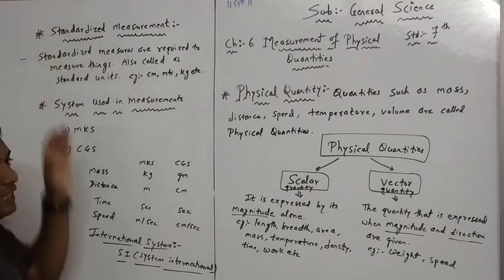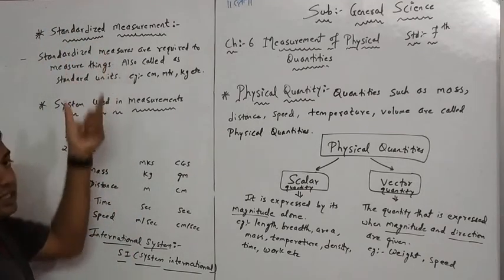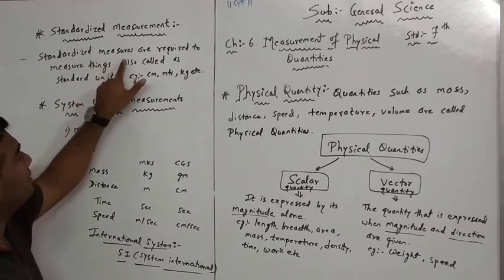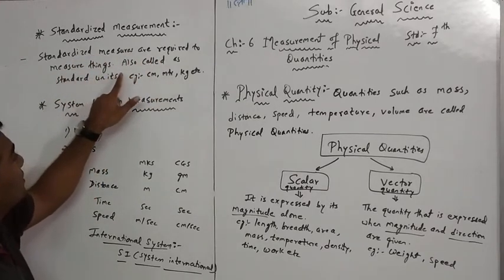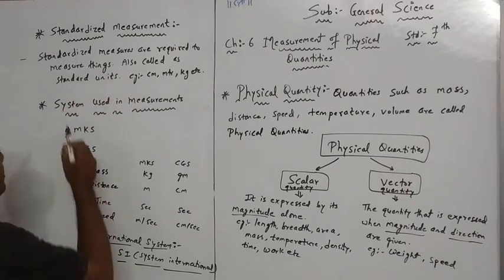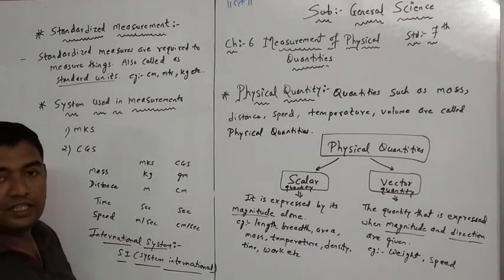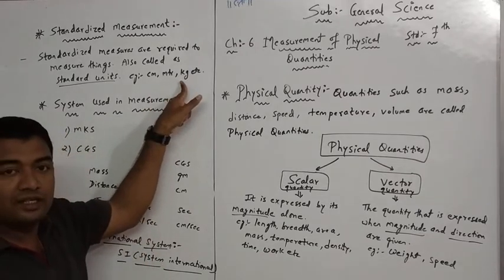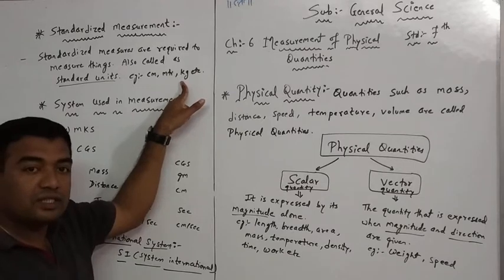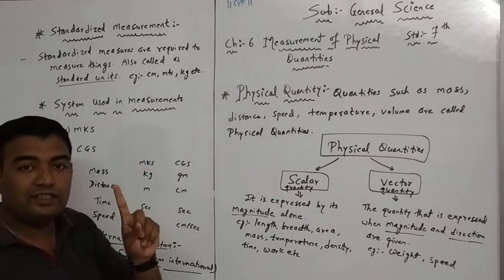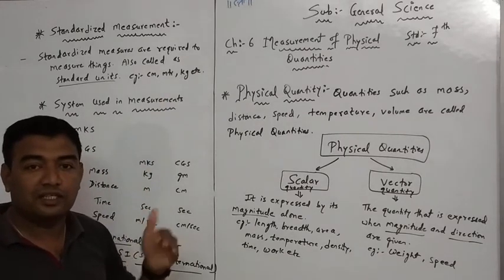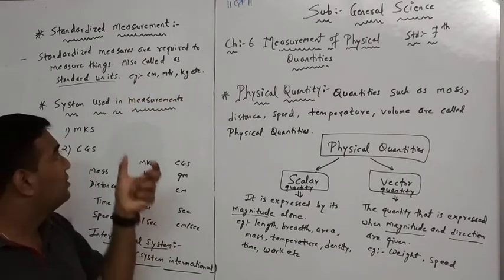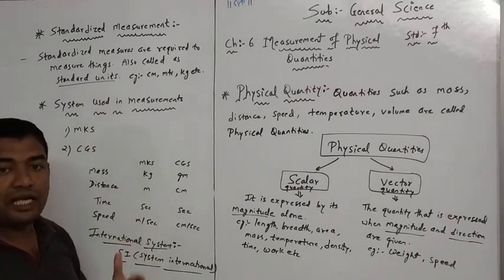Let us see about standardized measurement. What is the meaning of standardized measurement? Standardized measures, also called standard units, are required to measure things. Like when we go to the market, we say give us 1 kg of potato. So kg is nothing but a unit. 1000 gram is equal to 1 kg. When we say 1 liter, 1000 milliliter is equal to 1 liter. So they are all standard. The word standard means it is a fixed unit. You cannot change those units.